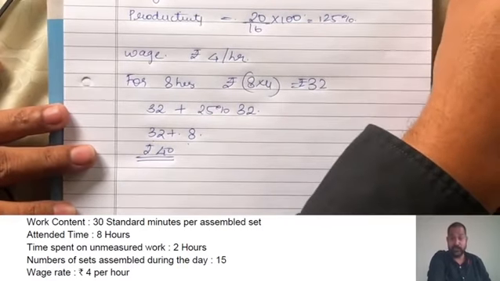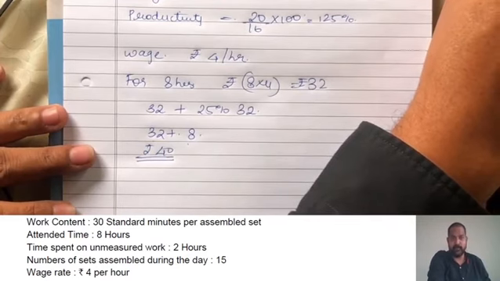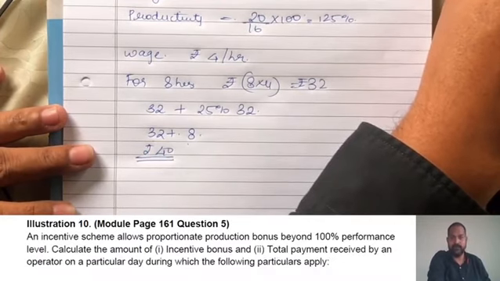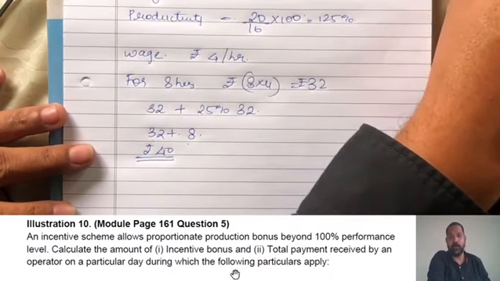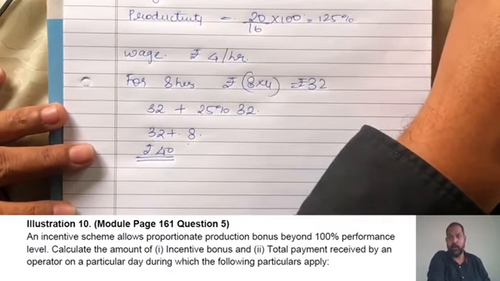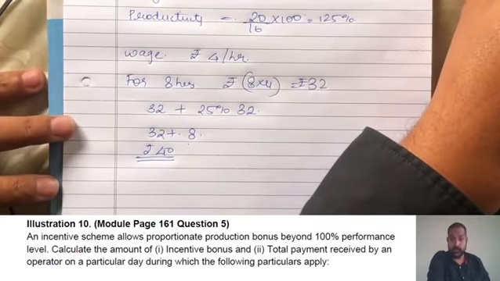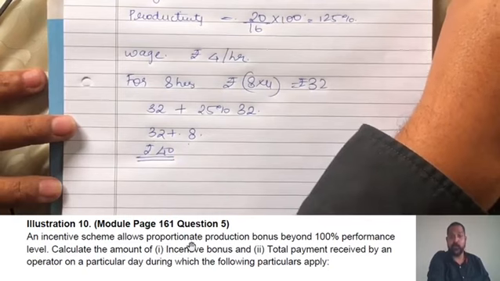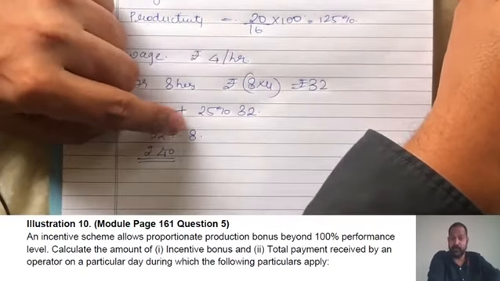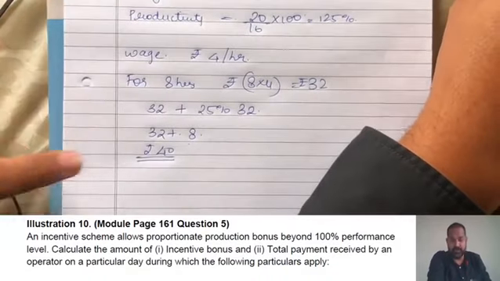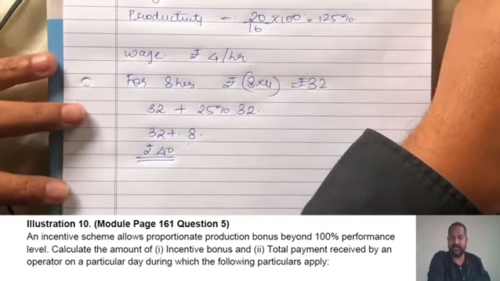Let's look at the questions that they have asked you. The questions are: number 1, total amount received by the operator on a particular day. Total amount received is 40 rupees. Fine. That is question number 1. Question number 1 was incentive bonus. Well, the incentive bonus is of 8 rupees. Question number 2, total salary is of 40 rupees: 32 rupees salary plus 8 rupees incentive.